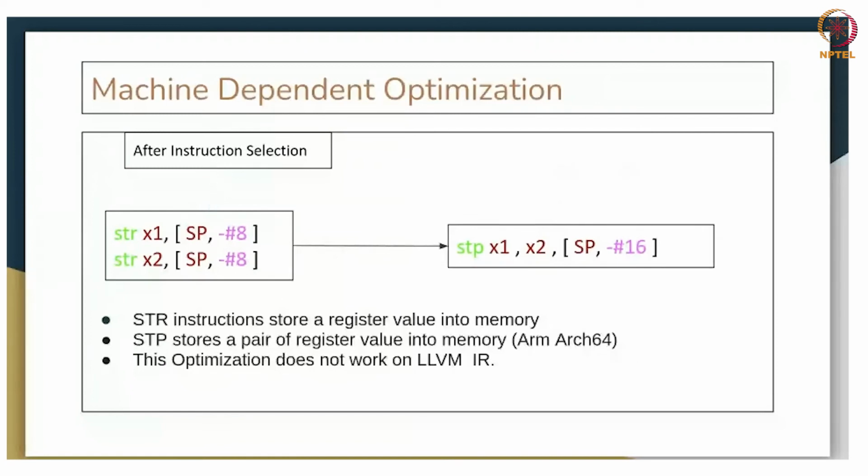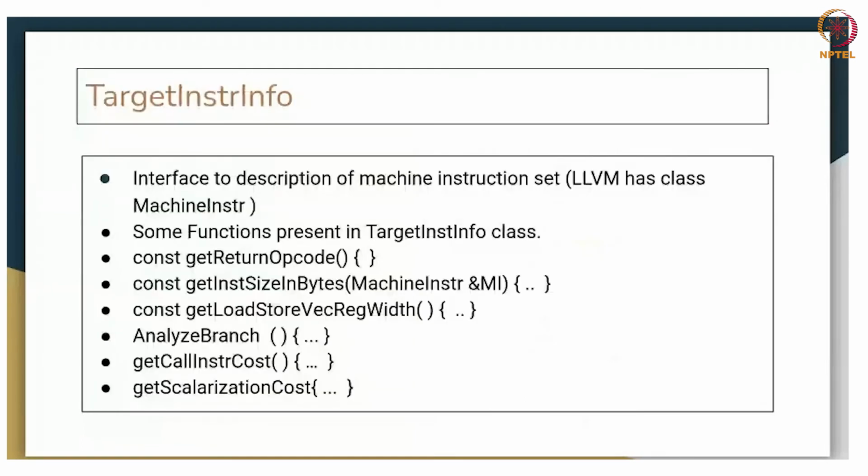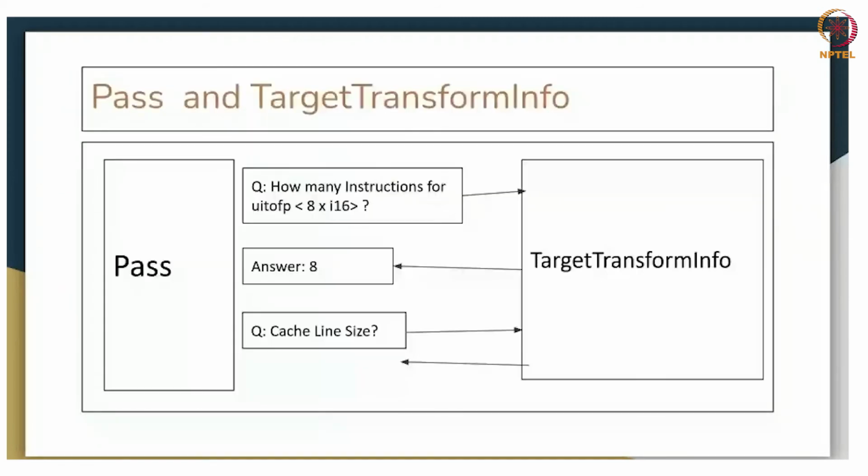What is already there, what extra you can add, and the constraints that you can look at. The instruction info, target transform info, and the LLVM pass, that is the backend codegen pass.